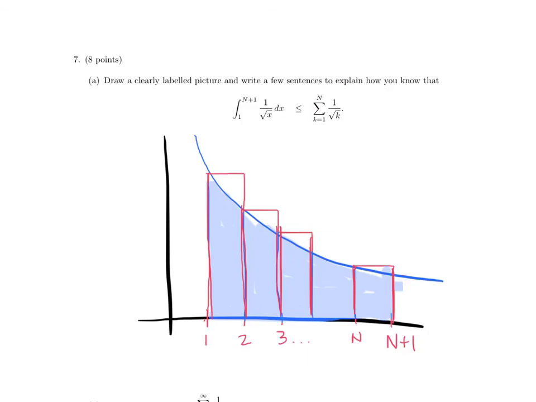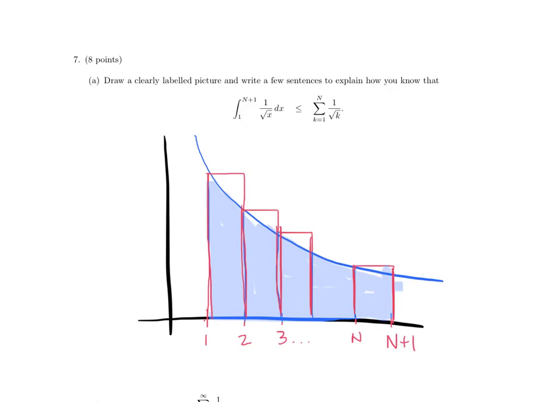Let's do it. This light blue region here is the area that corresponds to this definite integral, and each of these red rectangles corresponds to the terms in the series 1 over root k that start at 1, right? That's the function value at 1, width is 1. Function value at 2, width is 1. So the area of this first rectangle is equal to the first term in this series. The area of the second rectangle is equal to the second term in this sum, and it goes all the way to, this is the nth rectangle.